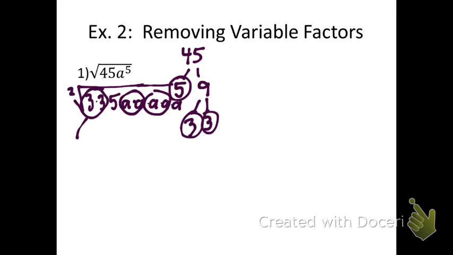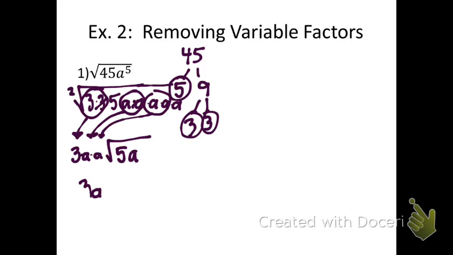so it'd be 3 is going to come out, one of the a's will come out, and of course their friends won't make it out, and then another one of the a's will make it out. And by the way, there's always multiplication signs between these. And then there's a radical 5a. Simplify the expression. We have 3a squared times 5a, or 3a squared rad 5a is your answer for the first one.